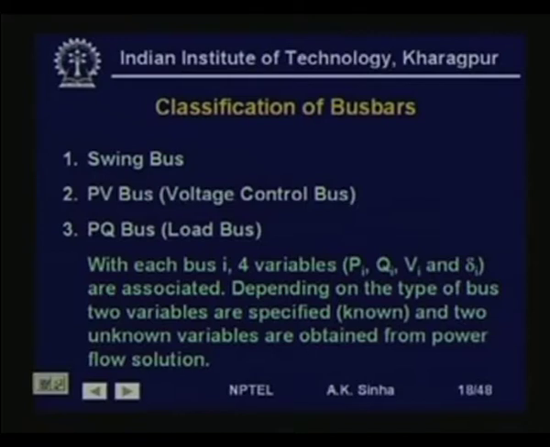So, we see that with each bus i there are 4 variables associated. What are those 4 variables? The P and Q injections. At bus i we have Pi, the real power injection, Qi, the reactive power injection, the voltage magnitude Vi and the phasor angle delta i at that bus. Now, depending on the type of the bus, 2 variables are specified or known and 2 variables are unknown and are obtained by the power flow solution.